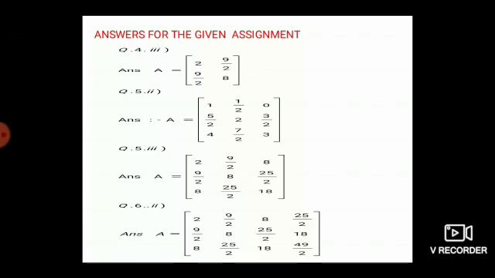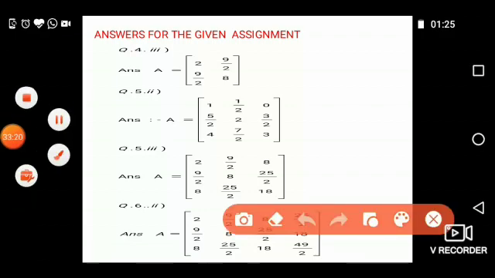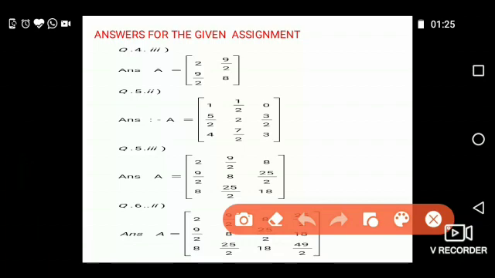Before I conclude my session, dear students, in the last session I have given a few examples for assignment in the first 3 slides. The first slide, question number 4, sub question 3, its answer is capital A equals, the first row elements are 2, 9 by 2, second row elements are 9 by 2, 8.